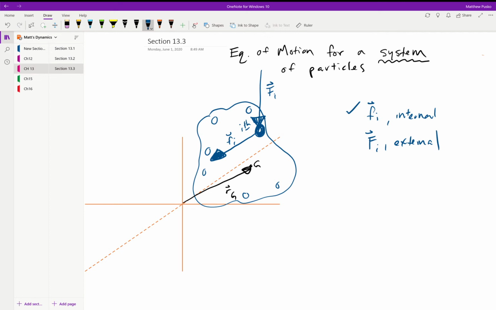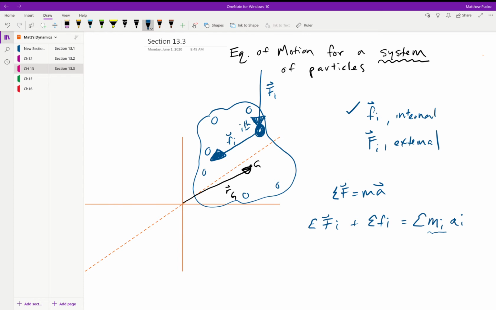Alright, now what this says is that when we sum up the forces, and that's equal to mass times acceleration, that we also need to include the summation of our internal plus the summation of our external. And that's going to give us the summation of our particle i mass and the acceleration of particle i.